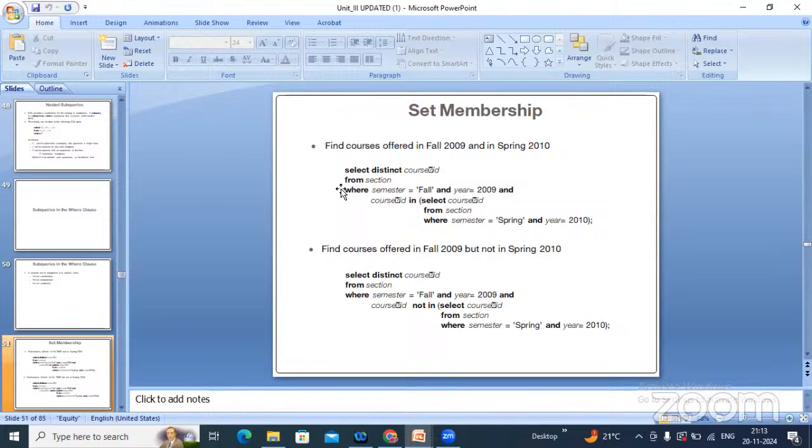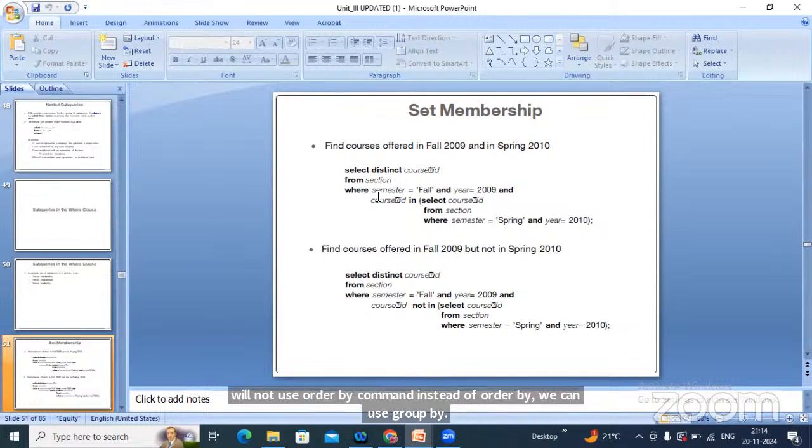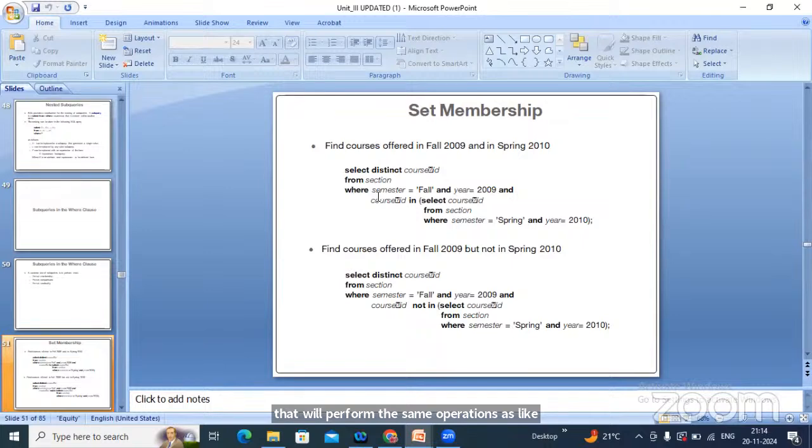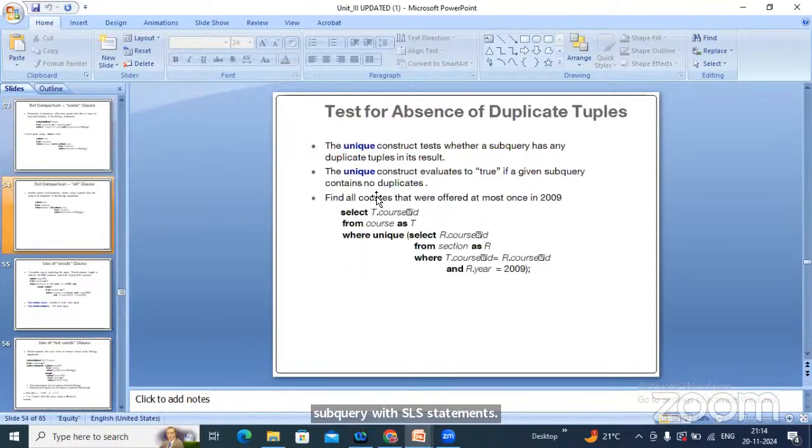Coming back to this, there are two parts: the left side is called the outer query and the right side is called the subquery. A subquery is always enclosed within parentheses. Subqueries will not use the order by command; you need to remember that. Instead of order by, we can use group by, which will perform similar operations. This is an example of a subquery with select statements.